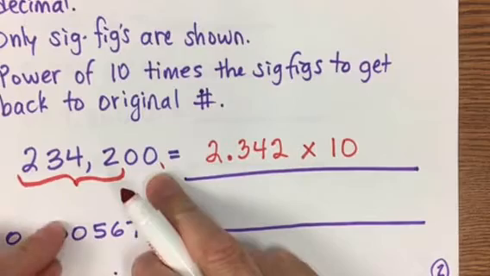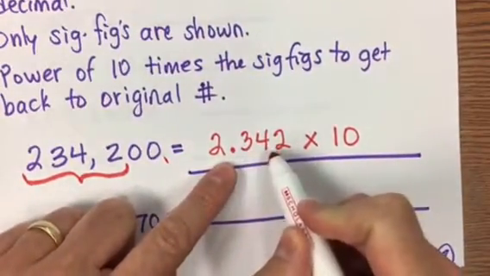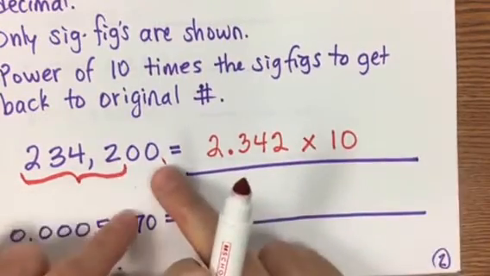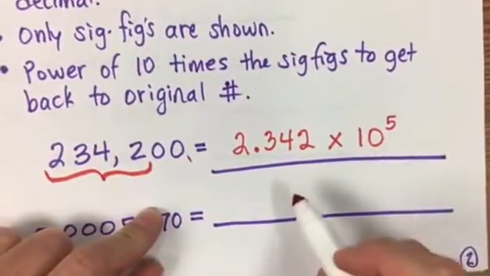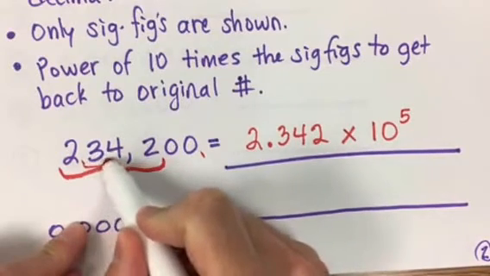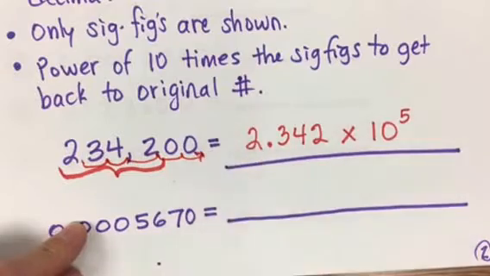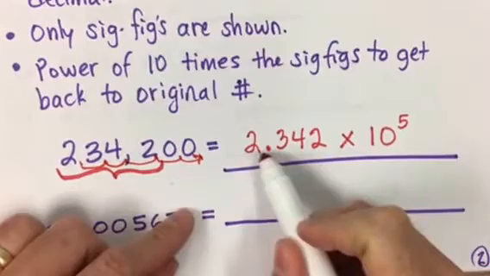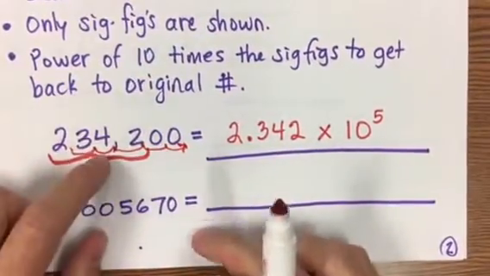So that decimal place is going to have to move 1, 2, 3, and then 2 more places to get me back to my original decimal place. So this power of 10 is going to be 10 to the 5th power. If I had my decimal here, it would have to move 1, 2, 3, 4, 5 places to get back to its original spot. So that means my scientific notation is 2.342 times 10 to the 5th power to represent this number.